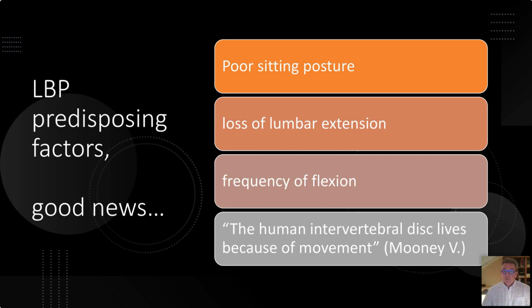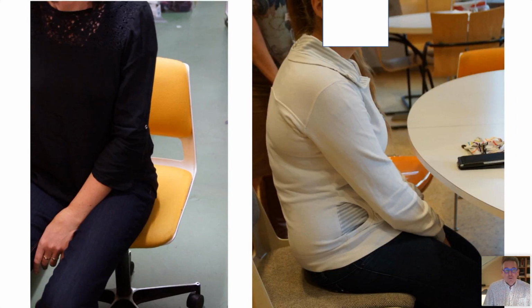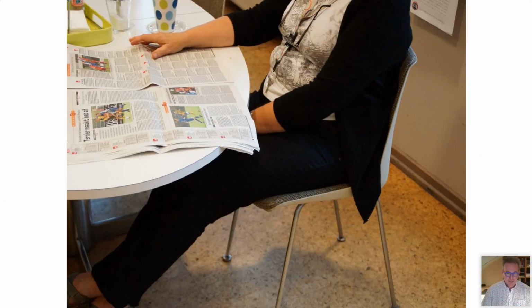But okay, we would like to do prevention. We would like to do what I call active prevention. Well, prevention of mechanical back pain is only successful when we know what are the predisposing factors. And actually, there are a number of predisposing factors. And one of those things is our sitting posture. Look how we sit all the time.